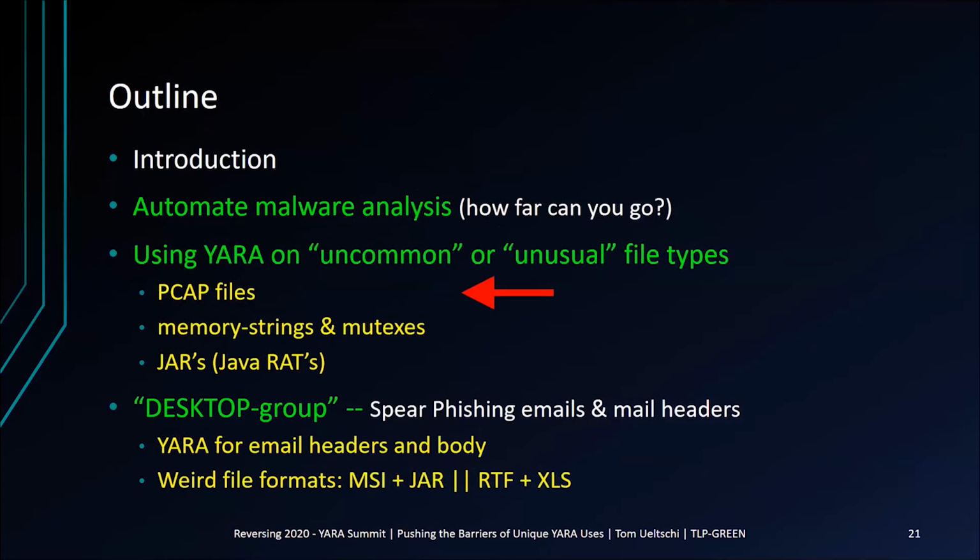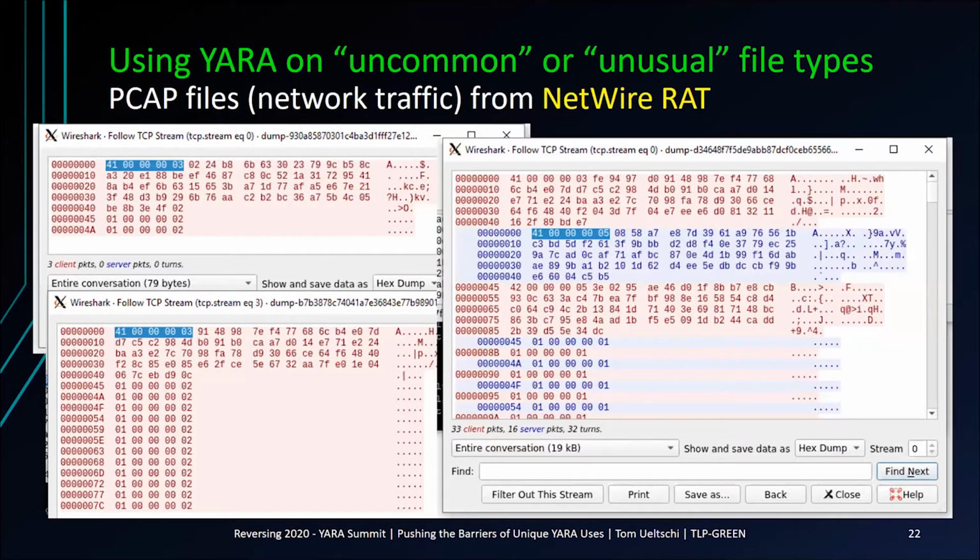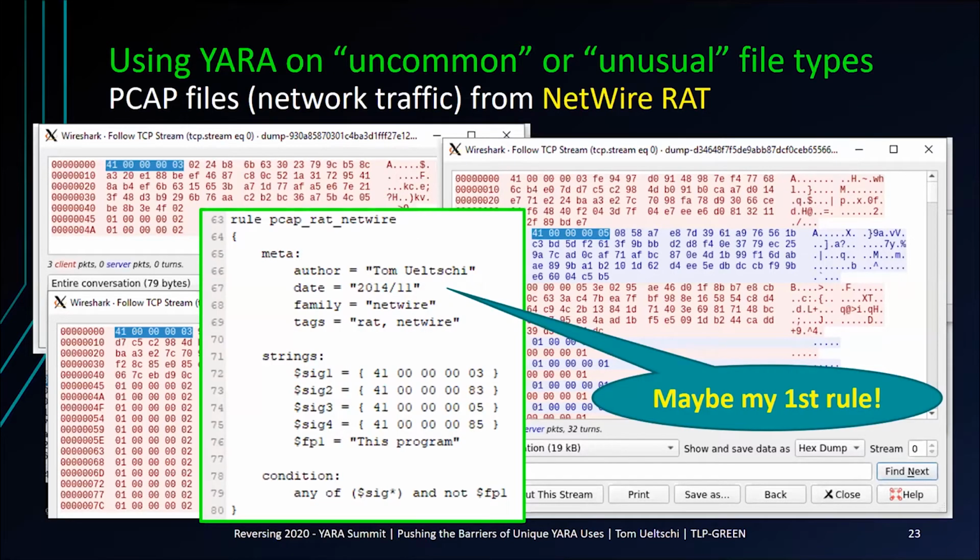Now let's look at using YARA rules for some maybe uncommon file types, starting with PCAP files. Early on, I started looking at PCAPs using Wireshark and searching for patterns for identified malware families. Here are some PCAPs from 3 different NetWire RAT samples. I found that there were only a few magic byte headers in this binary protocol and wrote this simple rule. This was likely one of my first rules since November 2014 was the oldest date I found in my rules.